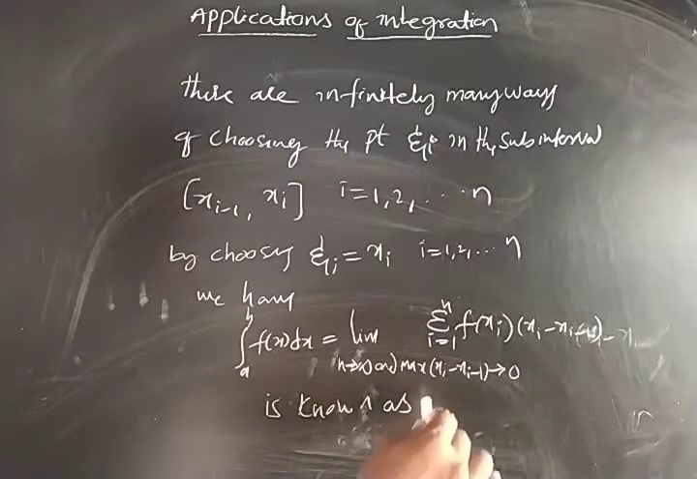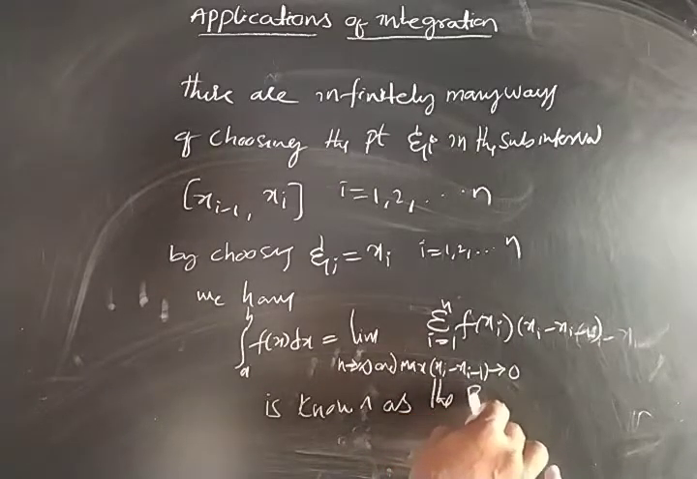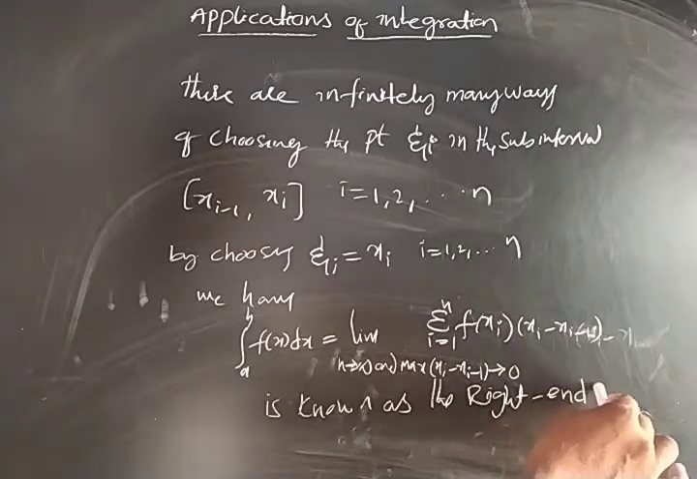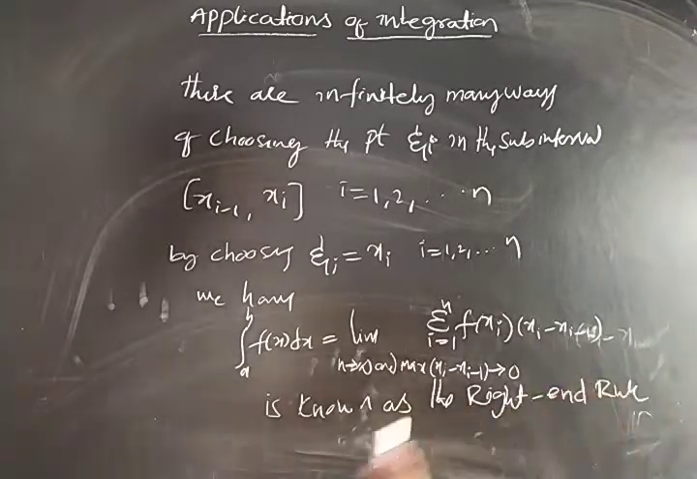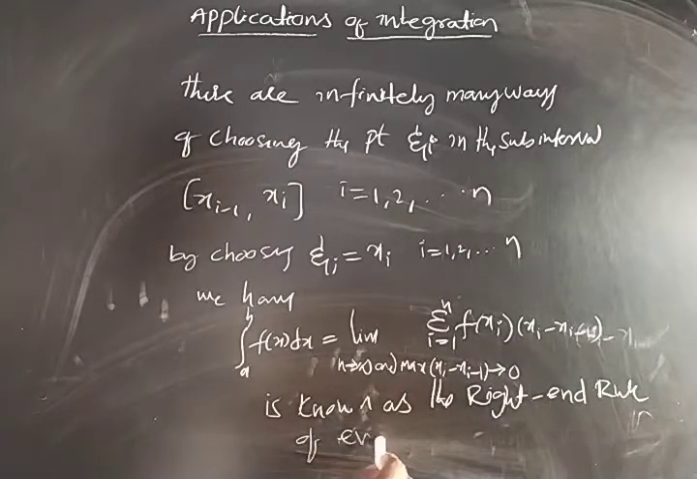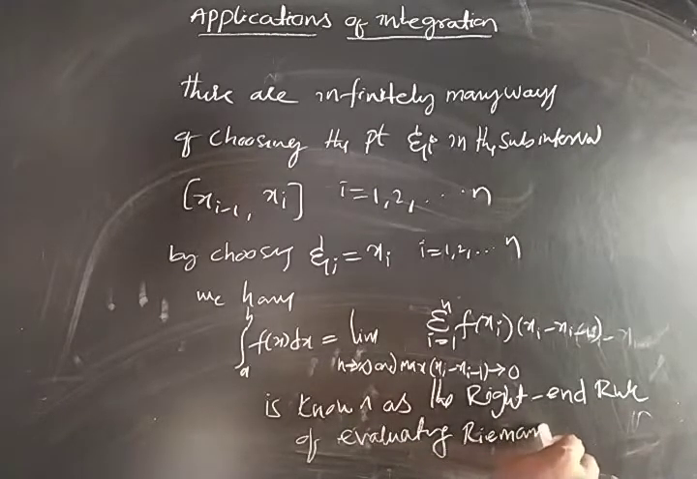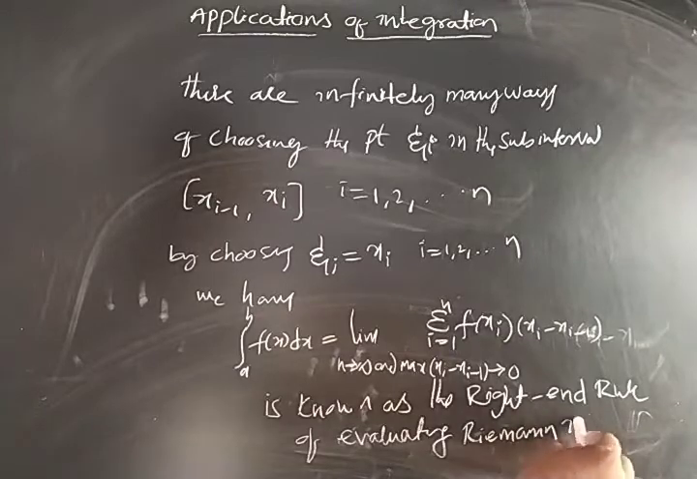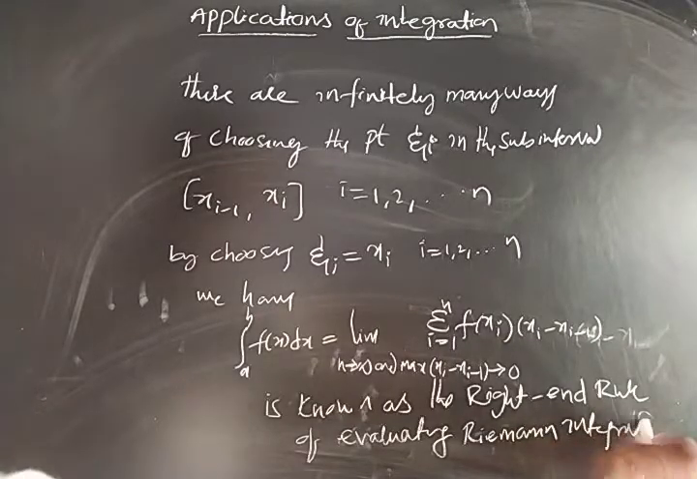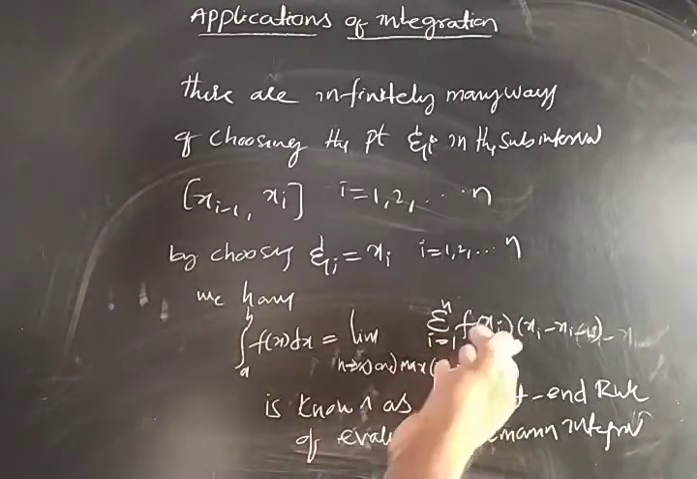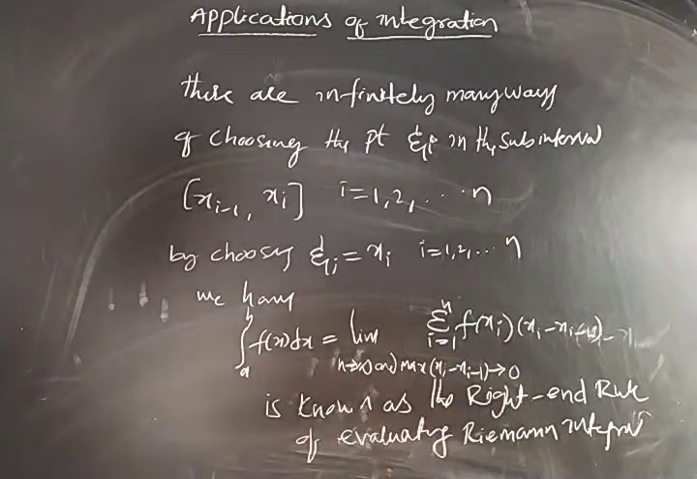which is known as the right hand rule of evaluating Riemann integral. If I choose zeta equal to x i, then in place of zeta i we substitute f of x i, and it is known as the right hand rule of evaluating Riemann integral.